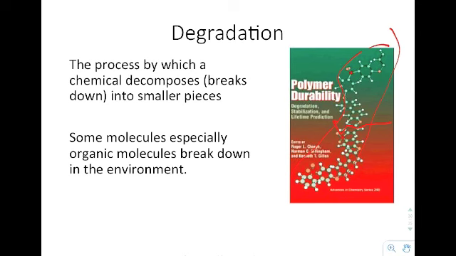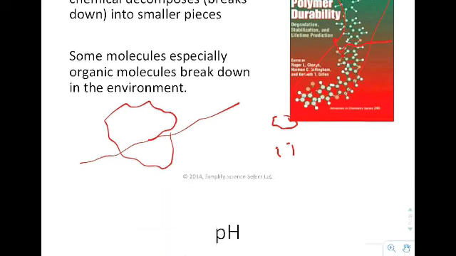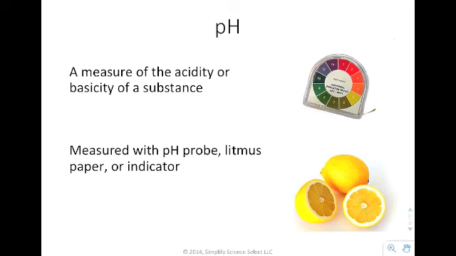That's the degradation, because you have some very, very large molecules, and they just tend to break down naturally into smaller molecules because it's more stable that way. That's the example of something called degradation, because it's a substance that is reacting with its environment to break into smaller pieces. Next, you have pH.